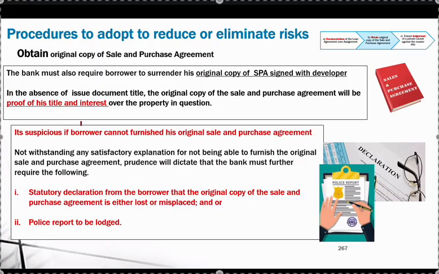Next one is O, obtain original sales and purchase agreement. In the absence of title, the original S&P will be proof of the title of interest. It's very suspicious that borrower cannot furnish the original S&P, so they will make him sign a statutory declaration and lodge the police report.